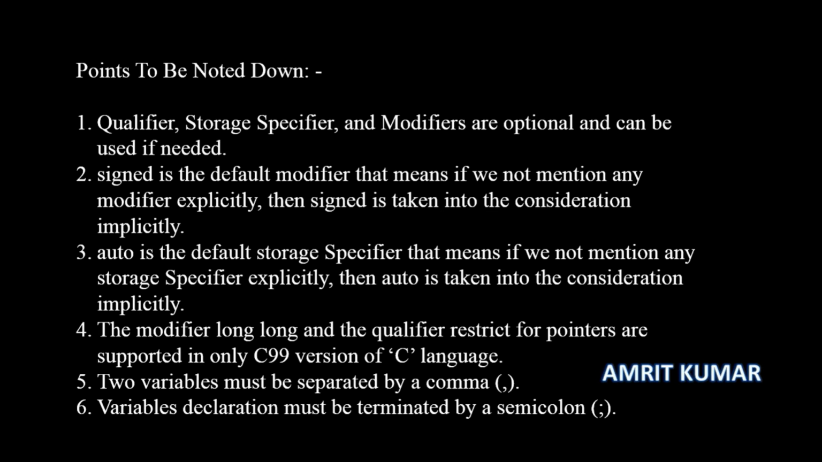Two variables must be separated by a comma. We have studied that the comma behaves like an operator as well as a separator. So the variables which we are going to declare must be separated with a comma. Now, variable declaration must be terminated by a semicolon. We were aware of this, that whatever we write in the C language, we have to terminate it with a semicolon except the looping statement. Okay. Now, variable declarations must be terminated by a semicolon.